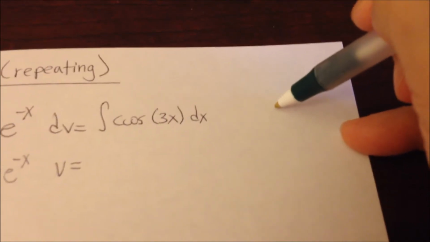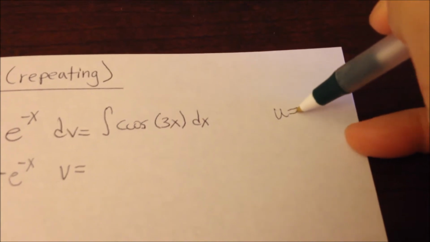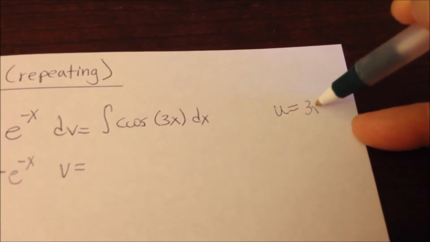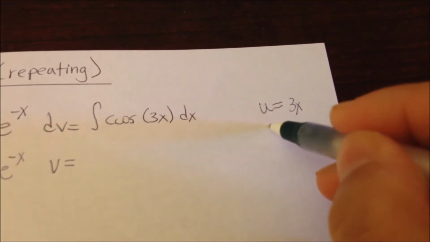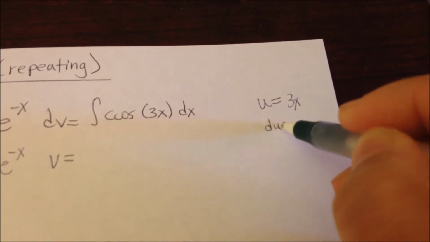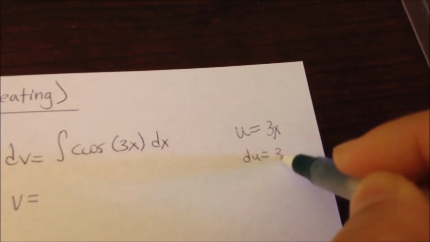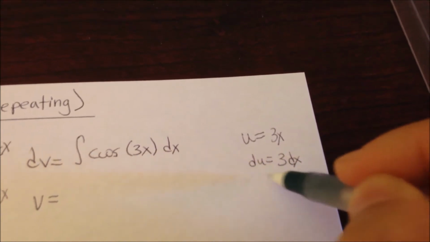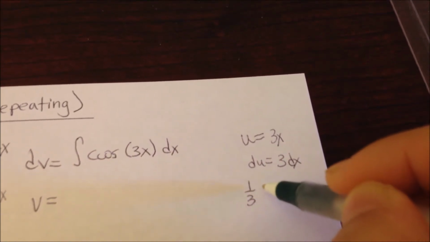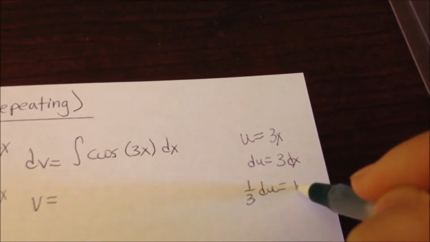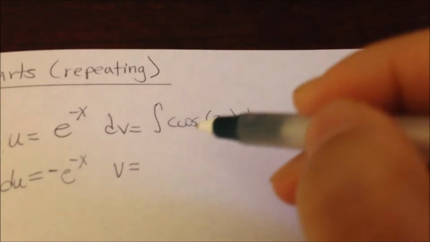There's a lot of things going on in this problem. So we have a u sub: 3x is my u. The derivative of that becomes du equals 3 dx, and then we bring the 3 over, so 1/3 du is equal to dx. So let me rewrite that.